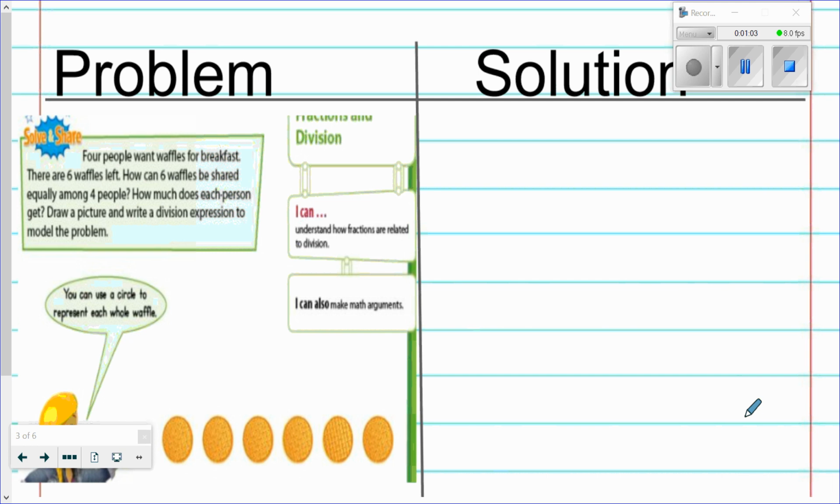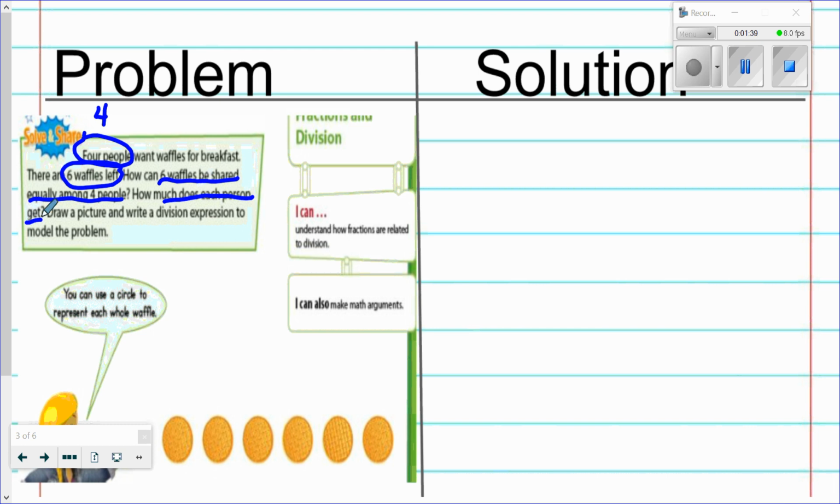Well, the first thing I need to do, because this is a word problem or a story problem, is understand the information in the problem. So I'm going to use cubes to help me understand that. I'm going to circle important information. So I know I have 4 people that want waffles, and we have 6 waffles left. And we want to know how these 6 waffles can be shared equally among 4 people. We need to know how much each person is going to get when we share them equally.